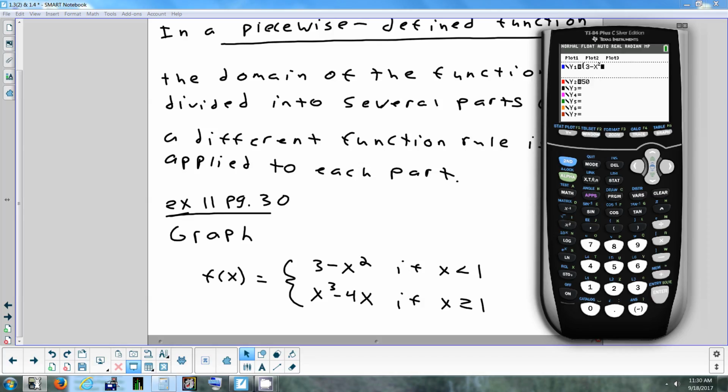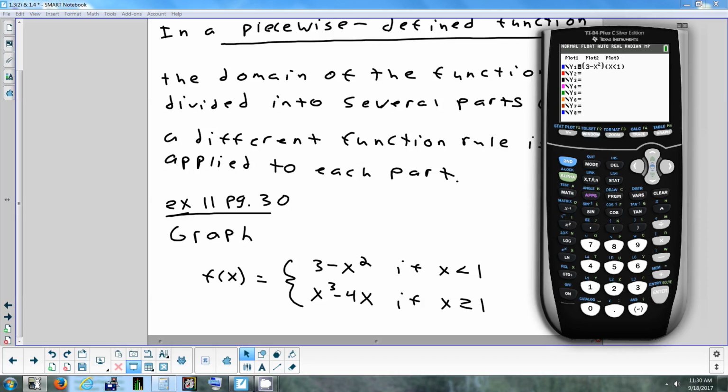So I'm going to put 3 minus x squared in parentheses. And the next thing I have to do is tell the calculator where to draw that. I only want it to draw that when x is less than 1. So I'm going to put another parenthesis. I'm going to go to x. And then the inequality symbols are under second math. There's all your inequality symbols. So I'm going to pick less than 1.